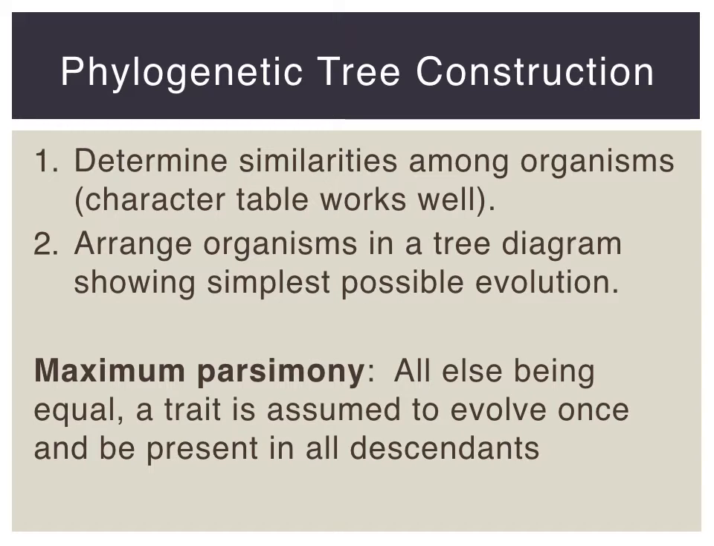If we were constructing a phylogenetic tree, the most typical way that you would see it is being given a table of shared characteristics and then needing to organize them in a tree diagram showing the simplest possible evolution. And this uses the concept of maximum parsimony, which is, all else being equal, a trait is assumed to evolve once if it's present in all the descendants.